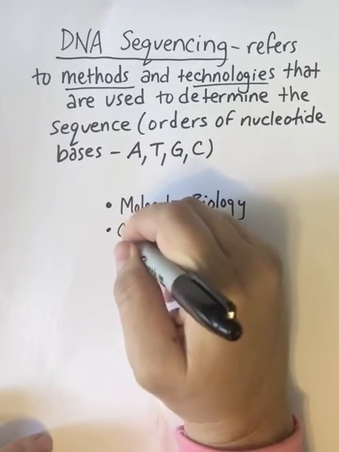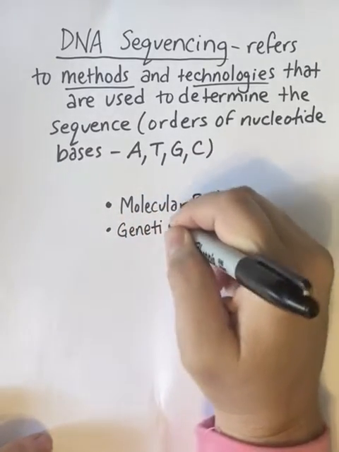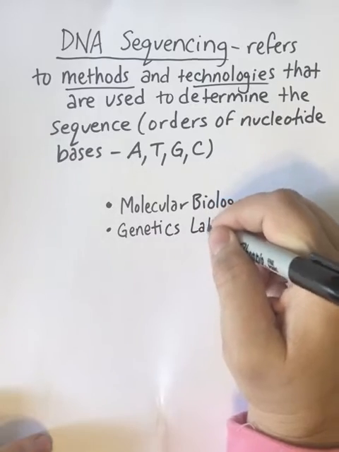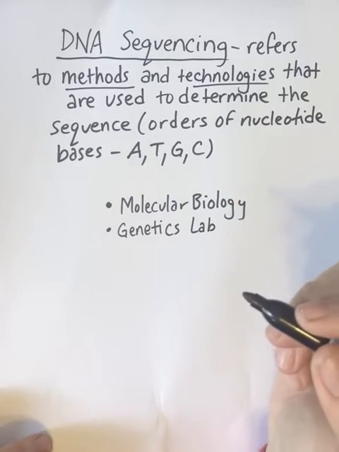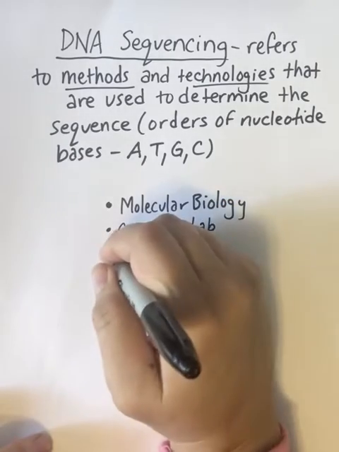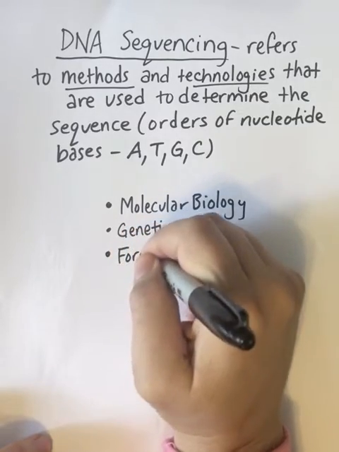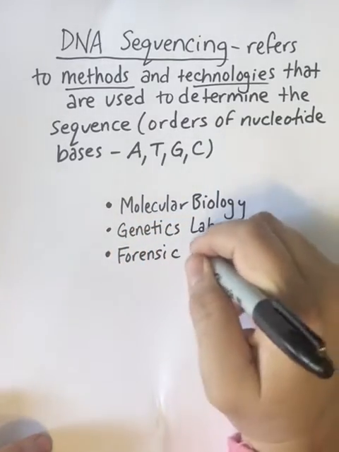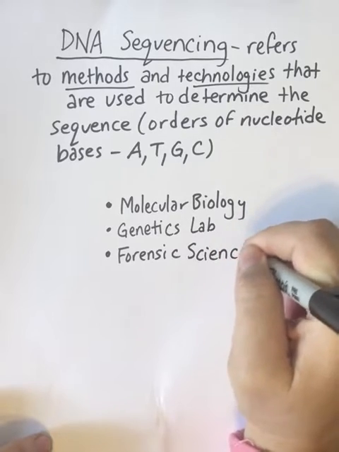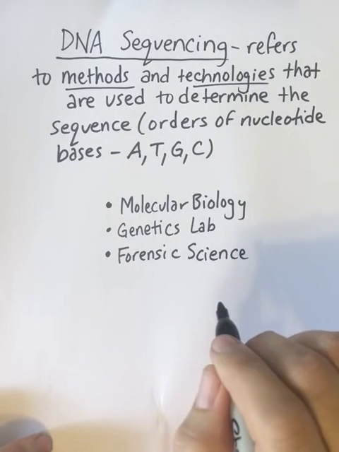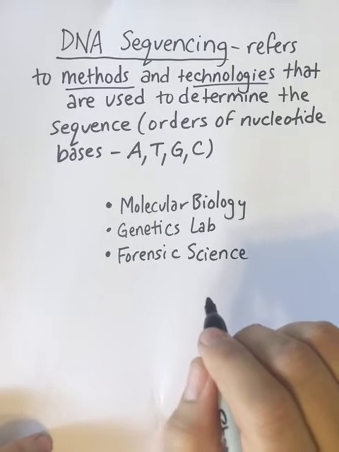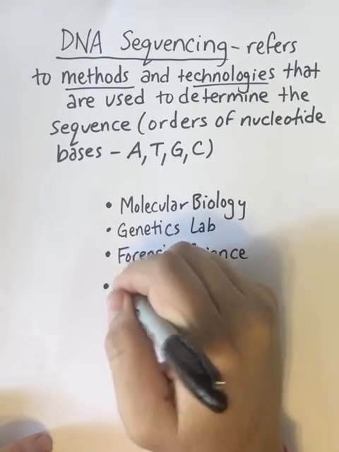It's used in genetics labs to help you basically know more about genetic conditions. It's used in forensic science to help, you know, catch killers. So if you were wanting to go into forensic science, you'd be looking a lot at DNA technology. It's also used in bioinformatics.